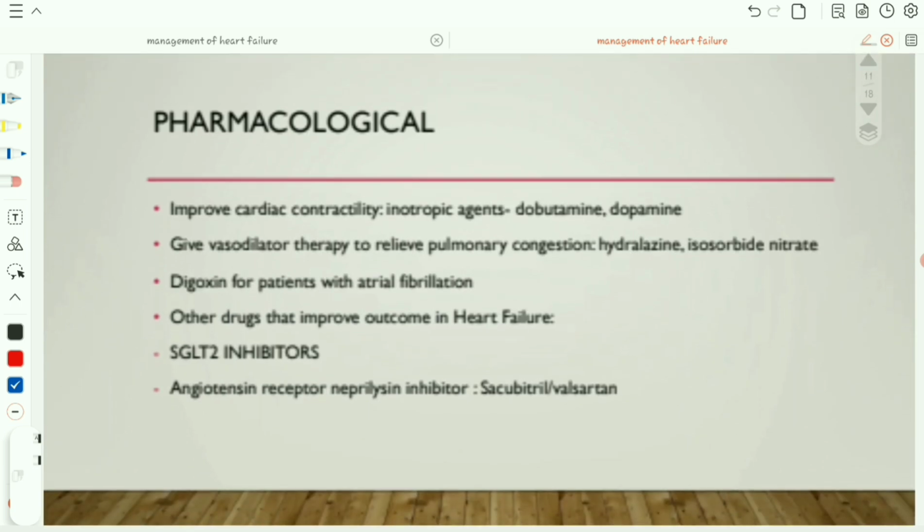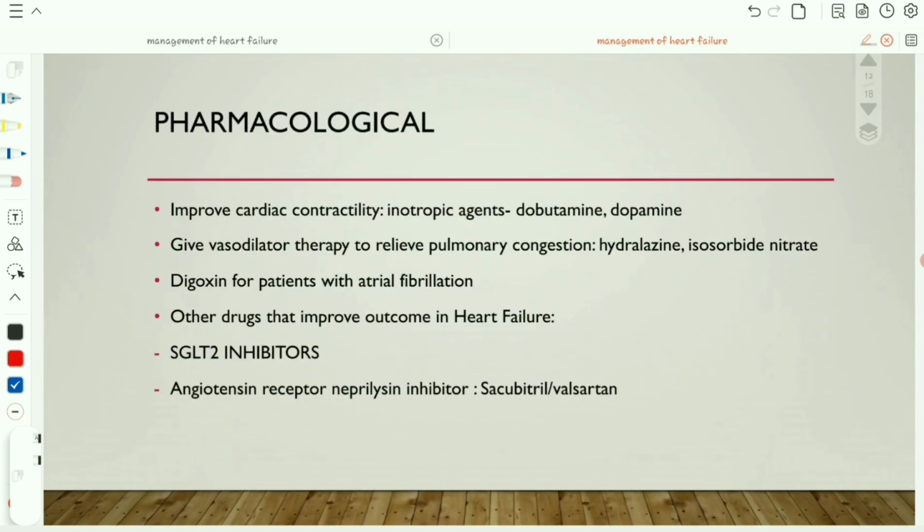Okay. The next thing you also want to say is, I want to give agents to improve cardiac contractility, such as dobutamine and dopamine. Because the thing is, you see, at times patients with heart failure could actually come in shock, and you actually need these inotropic agents. Now, another key thing to say is, you also want to give vasodilator therapy to relieve pulmonary congestion, and we make use of hydralazine and isosorbide nitrate. Then you also want to administer digoxin for patients with atrial fibrillation.